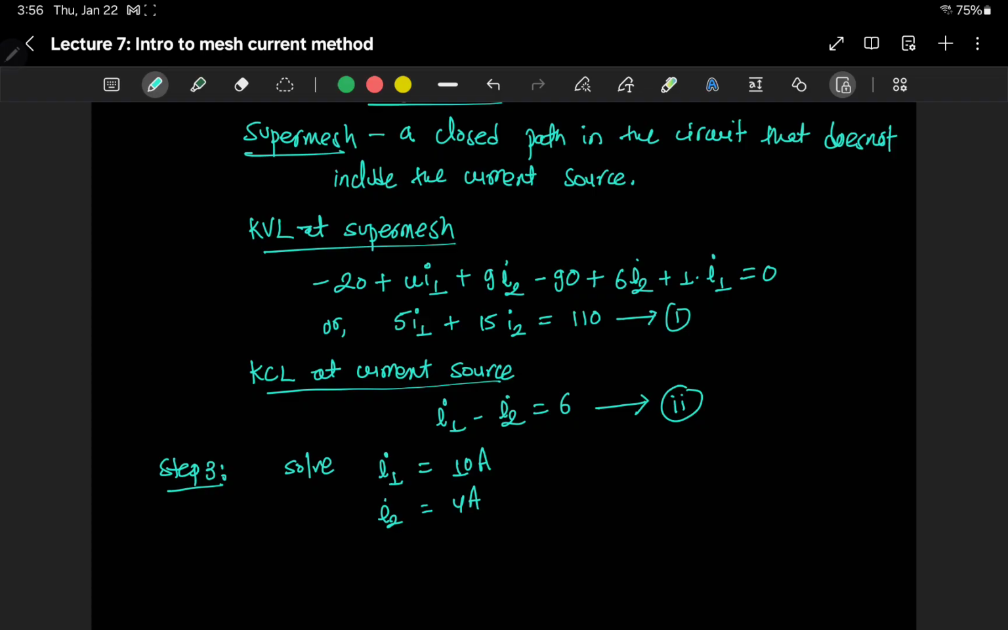So yeah, this is a basic analogy. In the next class we'll discuss the node voltage versus mesh current, and try to solve the same problem using 2 different methods, and analyze which method gives the efficient way of solving these kinds of problems.